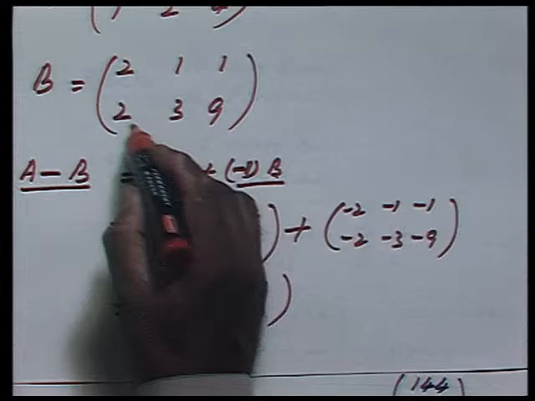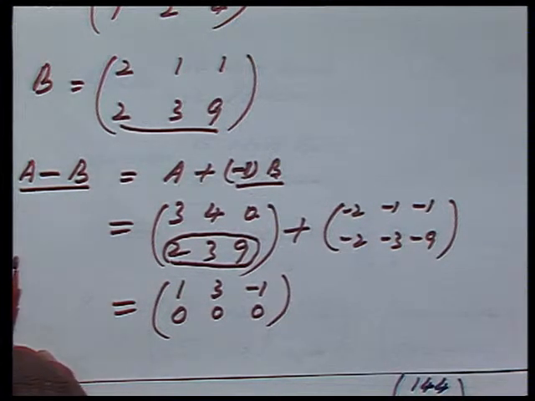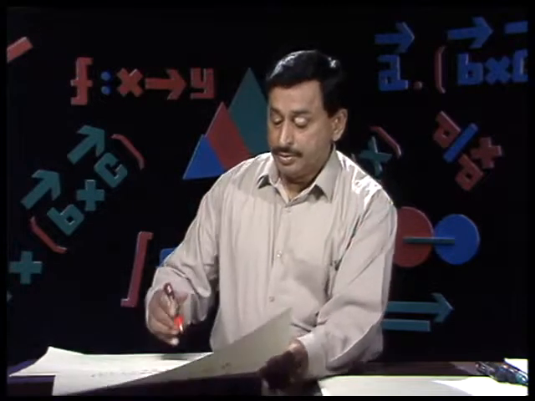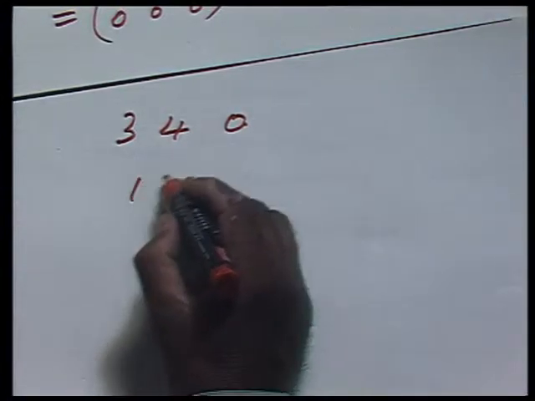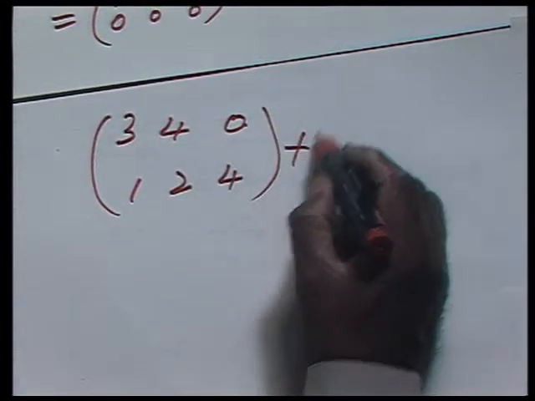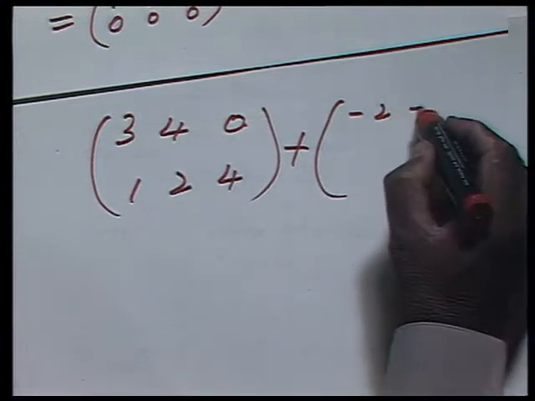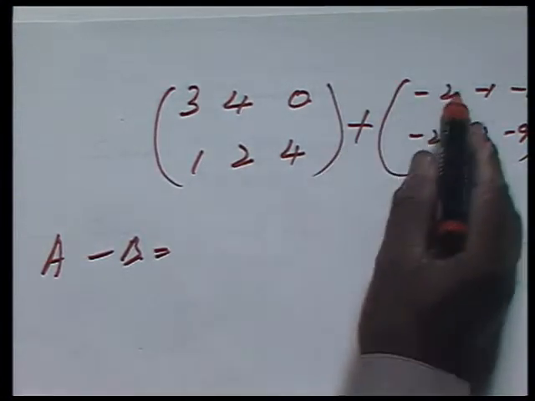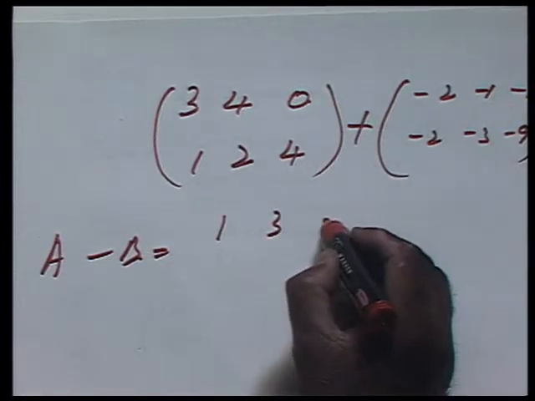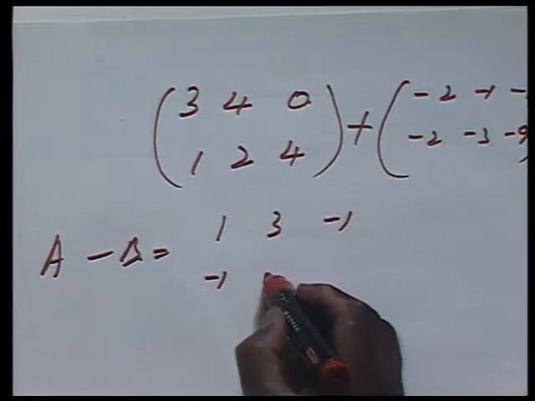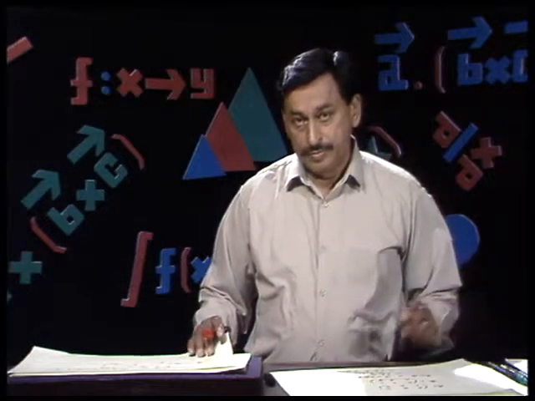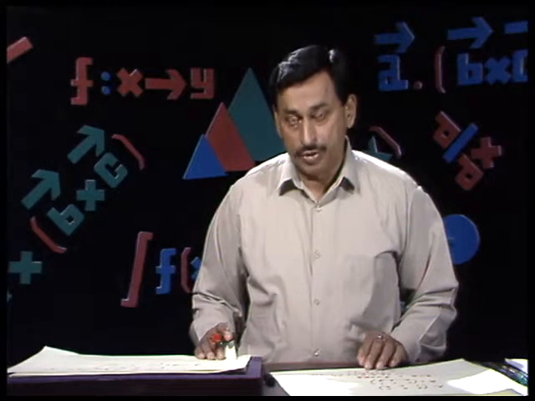Are we all right? No, we are not, because you find that this should have been 3, 4, 0, and this is 1, 2, 4. We took the elements here from this one. We will, in that case, do this correction and write it as 3, 4, 0, 1, 2, 4, and then the elements coming out are minus 2, minus 1, minus 1, minus 2, minus 3, and minus 9. And this is what gives us A minus B equal to 1, 3, minus 1, and then minus 1, minus 1, and minus 5.